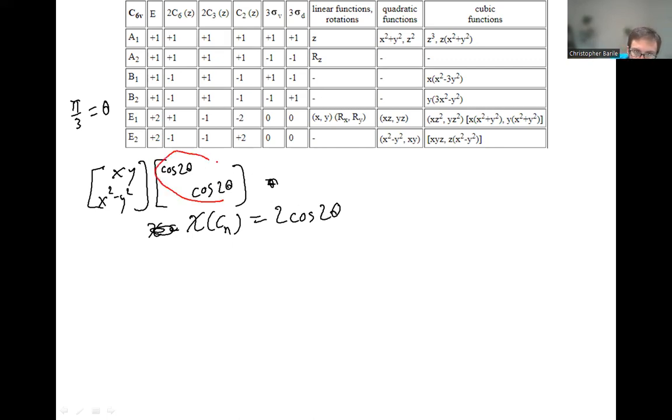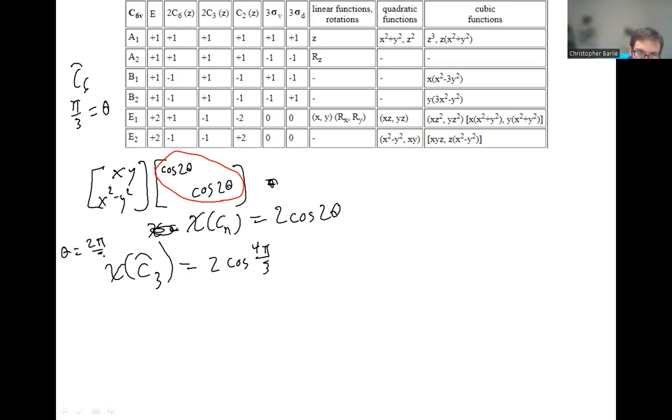We took the trace along this diagonal, right? We added them. So for C6, chi equals cosine 2 pi over 3, which equals -1. For C3, it equals 2 cosine 4 pi over 3, right? Because theta here is 2 pi over 3.